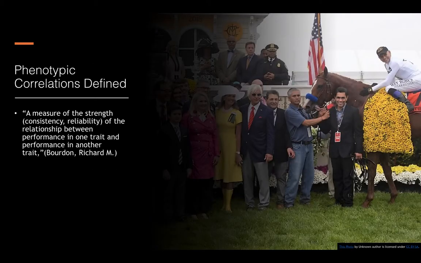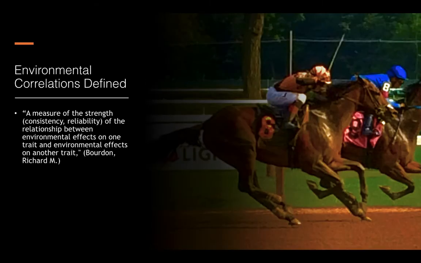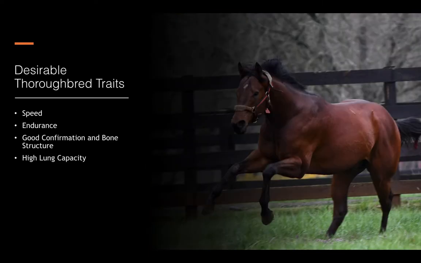Borden also provided a definition of phenotypic correlation, a measure of the strength, consistency, reliability of the relationship between performance in one trait and performance in another trait. Lastly, he defined environmental correlation as a measure of the strength, consistency, reliability of the relationship between environmental effects on one trait and environmental effects on another trait.